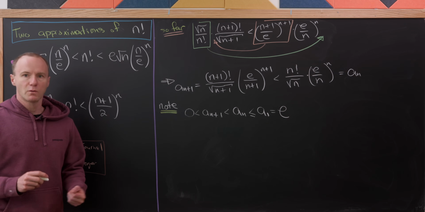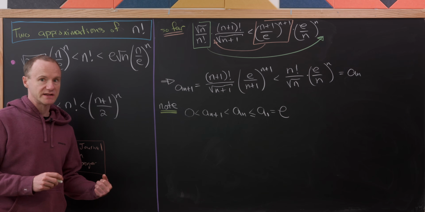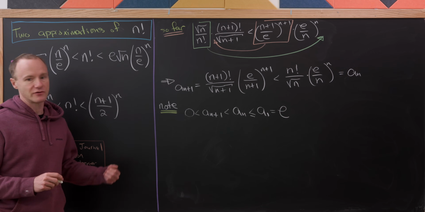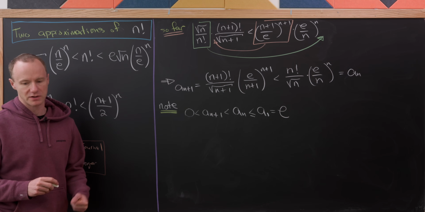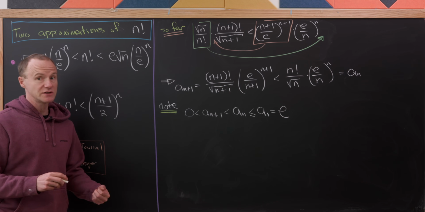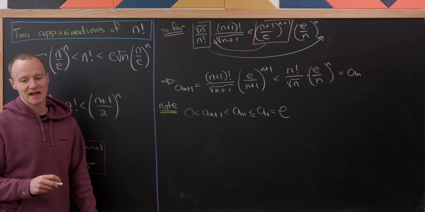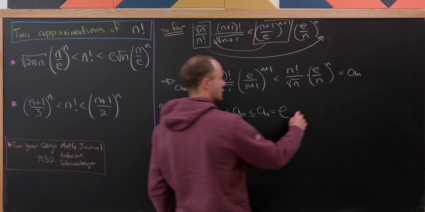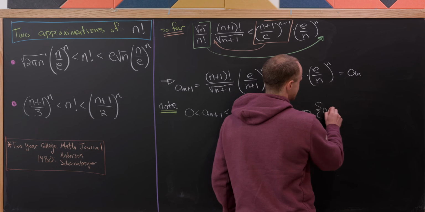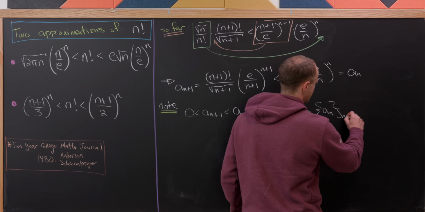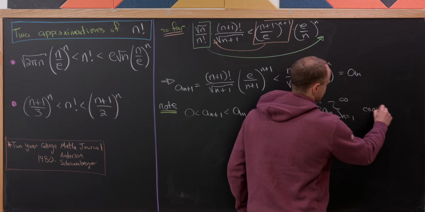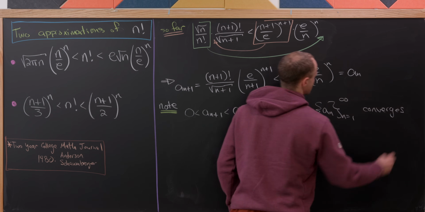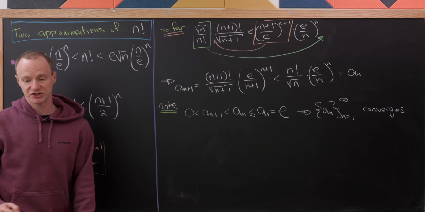So that means, well, what do we have? We have a sequence that's decreasing and bounded below. In fact, it's bounded above and below, but we'll mostly use the fact that it's bounded below to say that it has a limit. In other words, this sequence a sub n converges. So let's sneak that in here. a sub n converges. Now, what does it converge to? Well, we're going to take care of that in just a minute.